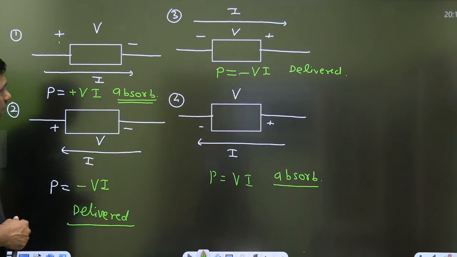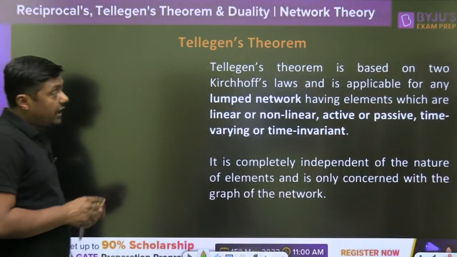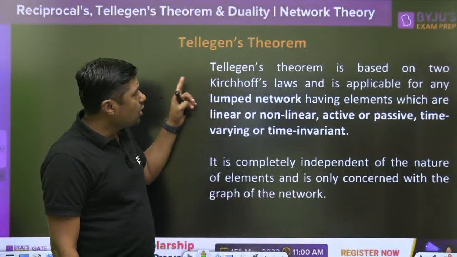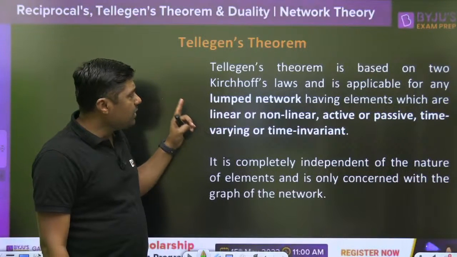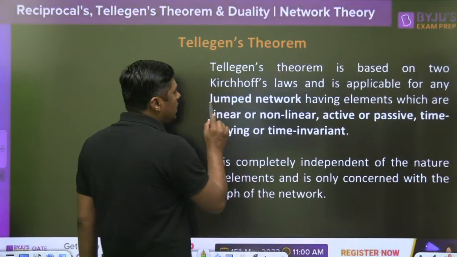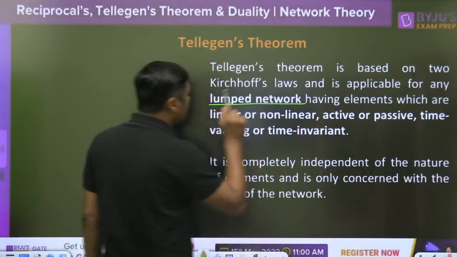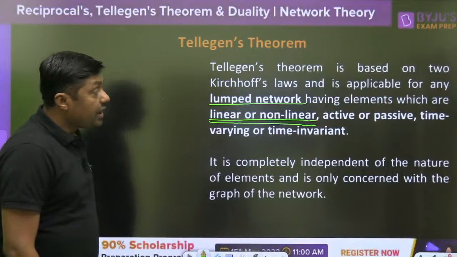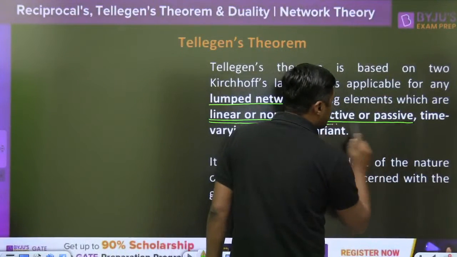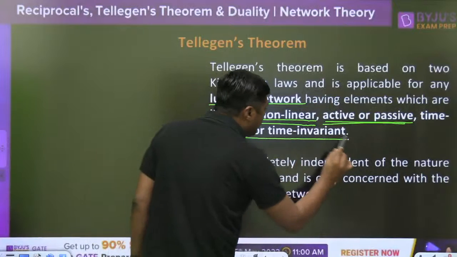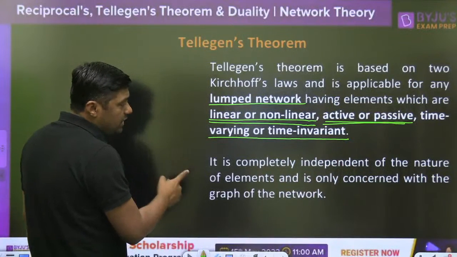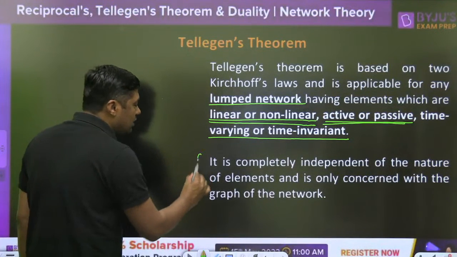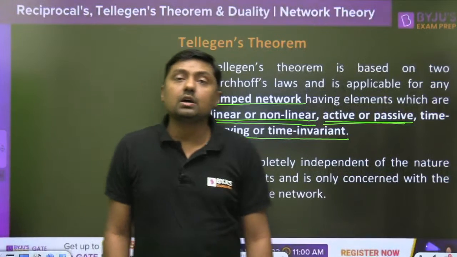Now this is Tellegen's theorem, and the important point about Tellegen's theorem is that it is based on the two Kirchhoff's laws and is applicable for any lumped network having elements which are linear or non-linear, active or passive. This is important. Time varying or time invariant, it is completely independent of the nature of the elements and is only concerned with the graph of the network. This is a very, very important point. Only the graph of the network.